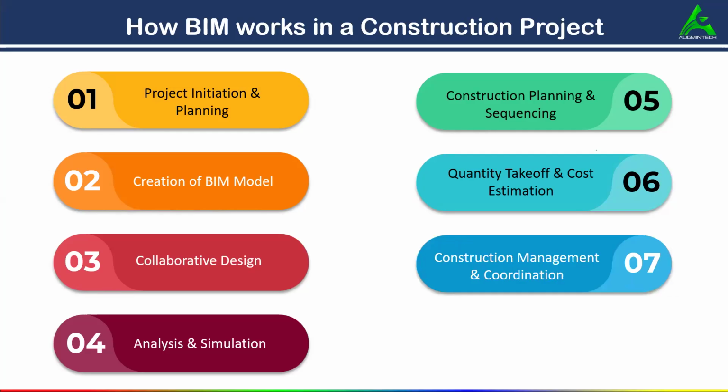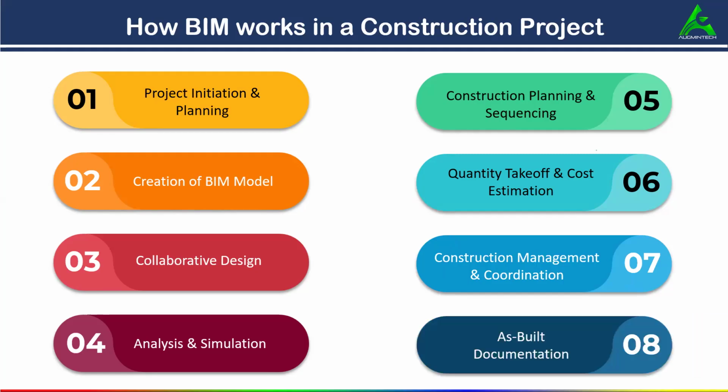The next point is construction management and coordination. Here I'm just talking about how BIM works in construction projects, so these are the steps. During construction, BIM serves as a central repository of project information. Contractors use BIM to coordinate subcontractors, track progress, and manage construction activities. Finally, we have as-built documentation. After construction, the BIM model is updated to reflect the actual built condition. So these are the points on how BIM works in a construction project.